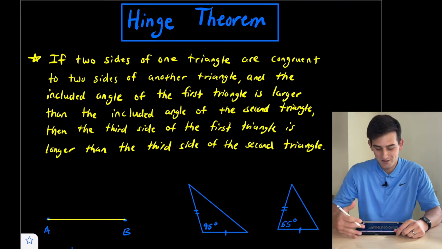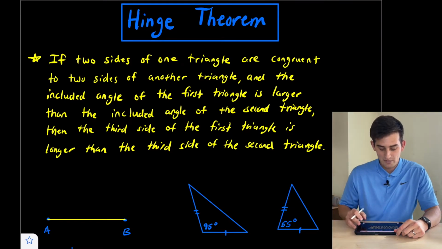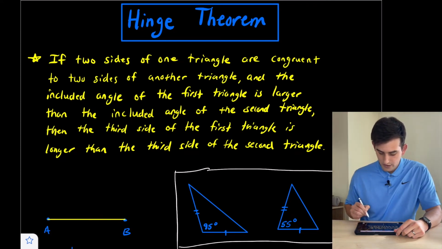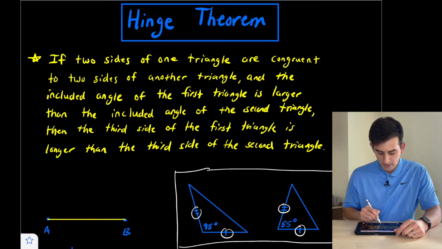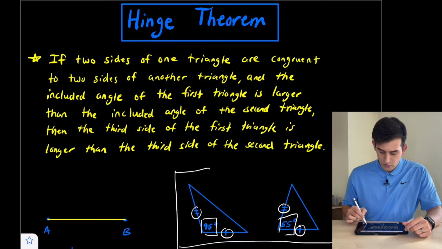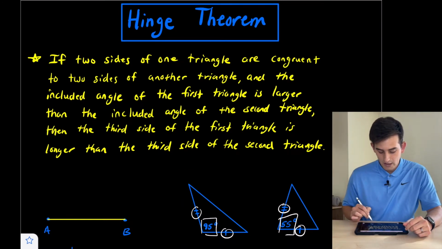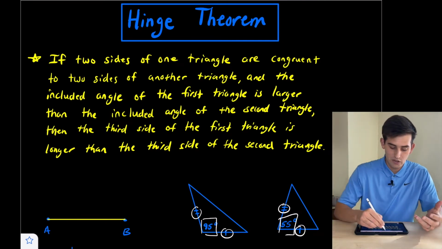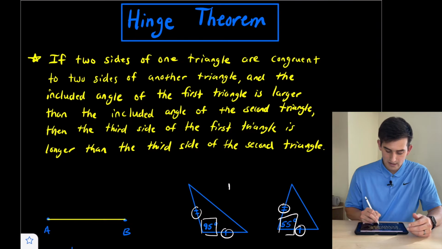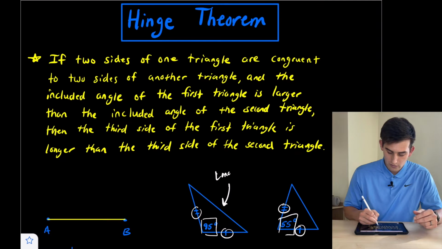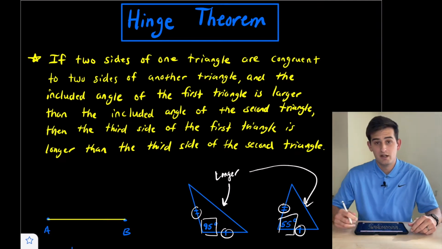So a lot of firsts, seconds, and thirds in there, I know. It gets a little bit confusing, but look at our diagram right here. We have two triangles, we have two sides that are congruent, and we also have this included angle. The triangle on the left has the larger included angle, 95 degrees, whereas the included angle on the right is 55 degrees. So essentially what this theorem is telling us is that this third side on my first triangle is going to be longer than the third side of the second triangle, okay?